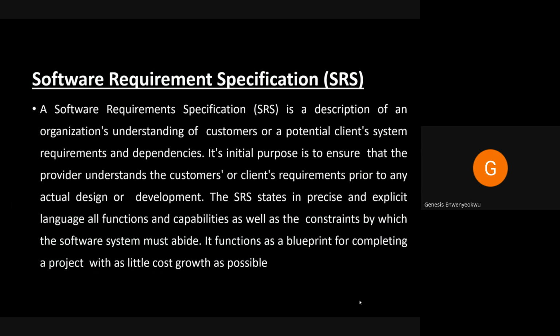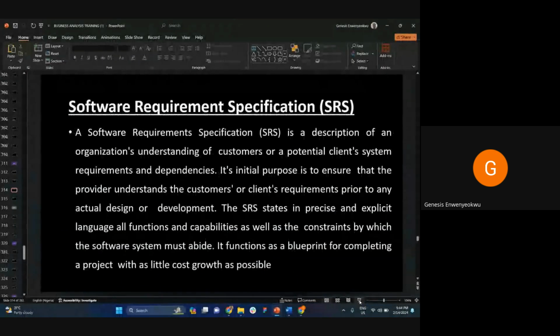So the SRS states in precise and explicit language all the functions and capabilities, as well as the constraints by which the software must abide. It is like a blueprint for completing the project. Now let's take a look at BRD and FRD templates and also a sample BRD and FRD. Then we end the class.